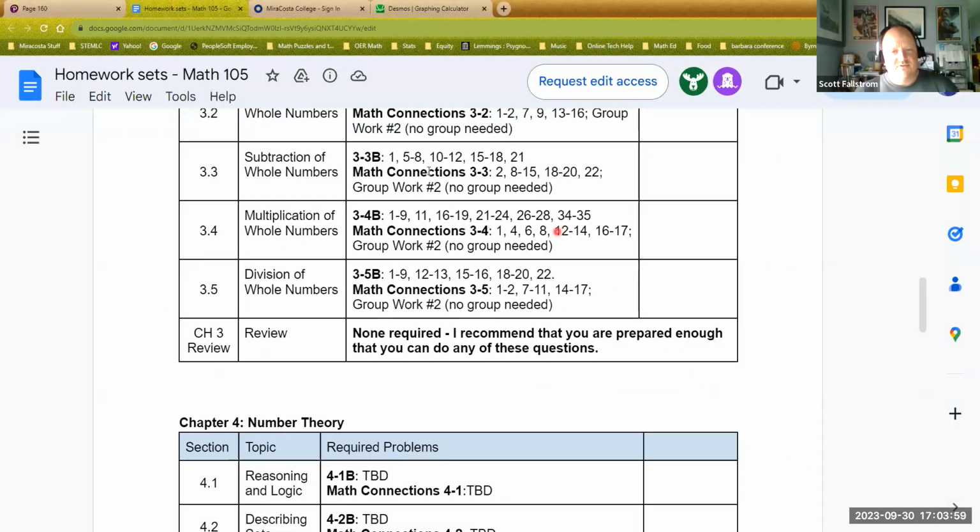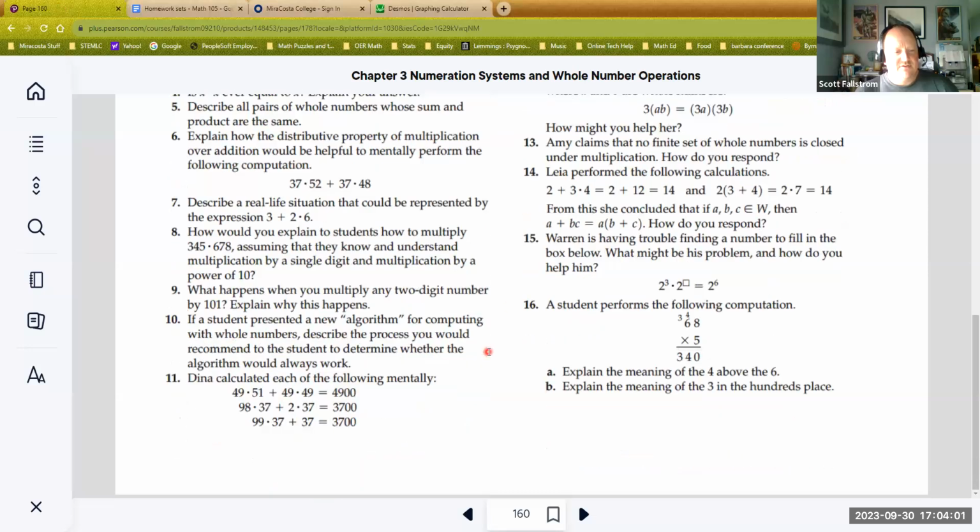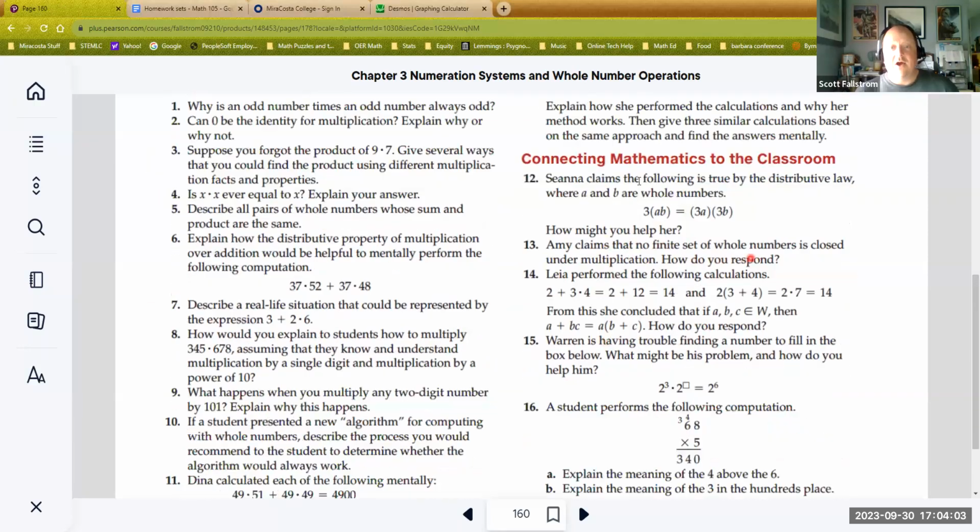Okay, so let's see here, 1, 4, 6, 8, then 12 through 14. Now, connecting to the classroom. Here come the students. Sienna claims the following is true by the distributive law. If you multiply 3 times AB, then you get 3A times 3B. Okay, how might you help her?